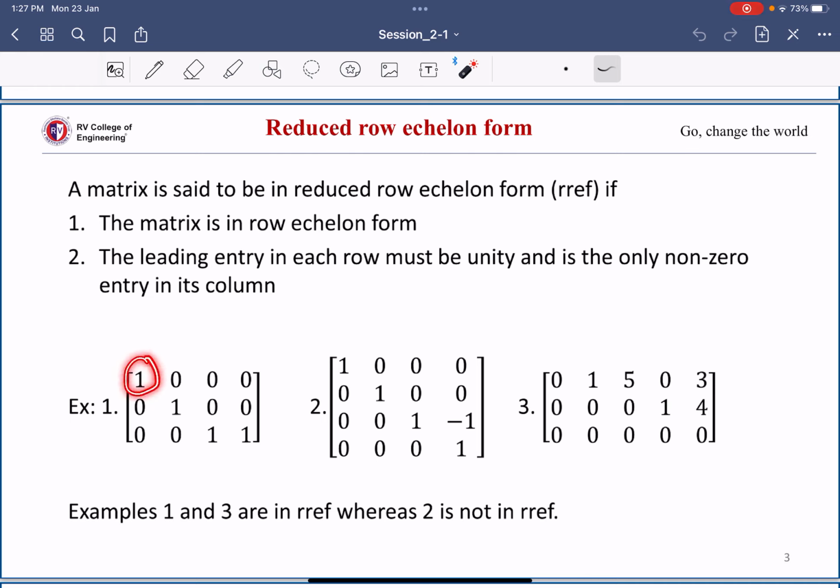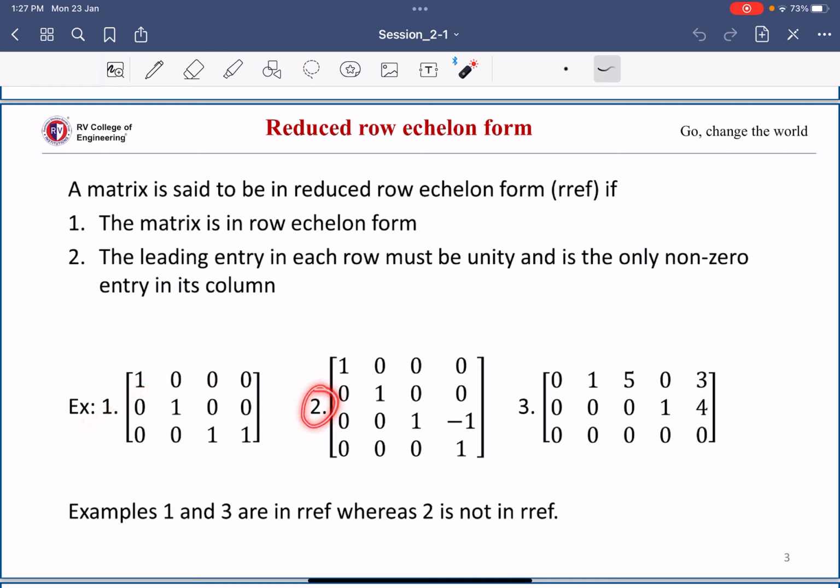The leading entry should always be 1, so it's true, and all the entries above and below the leading entry are zeros, that is also true. So this particular example is in RREF.